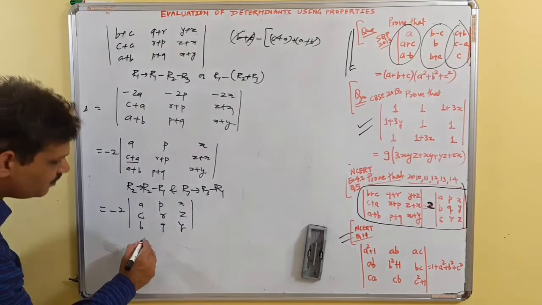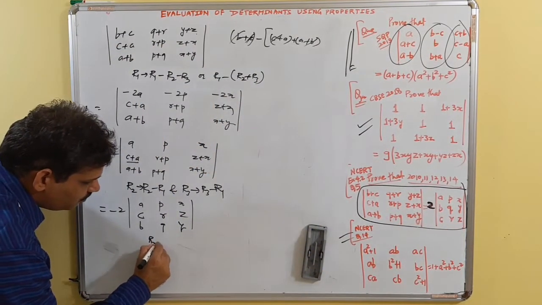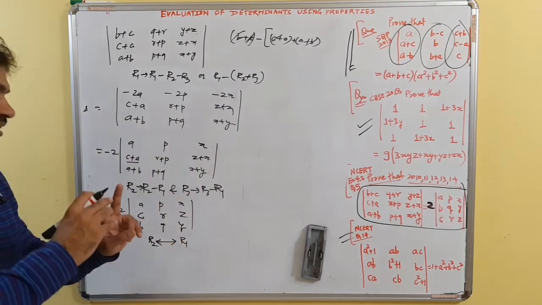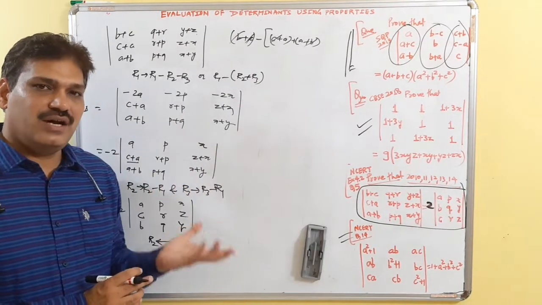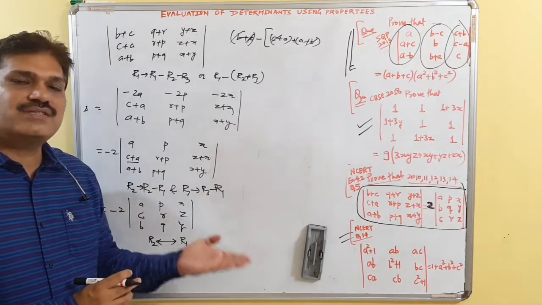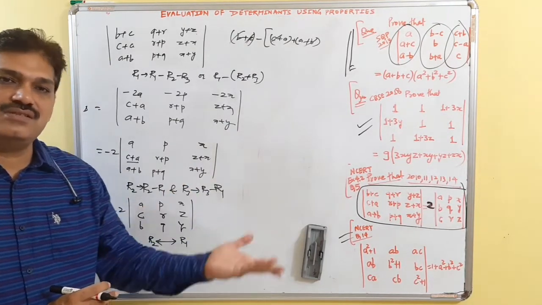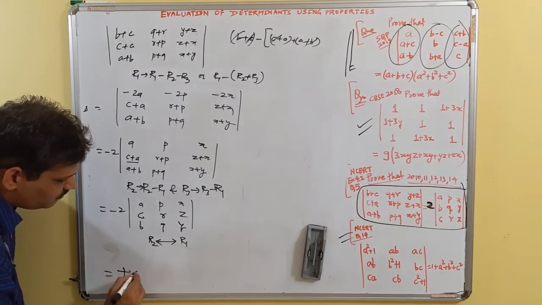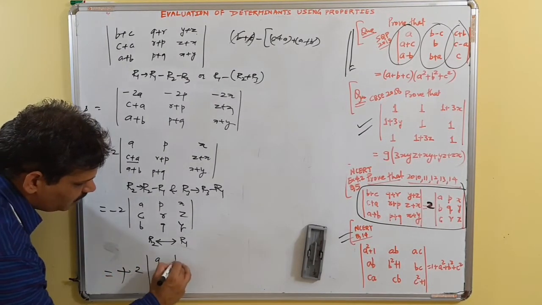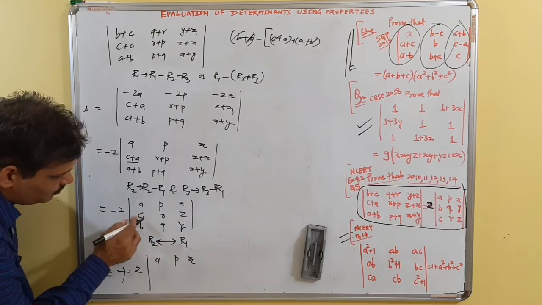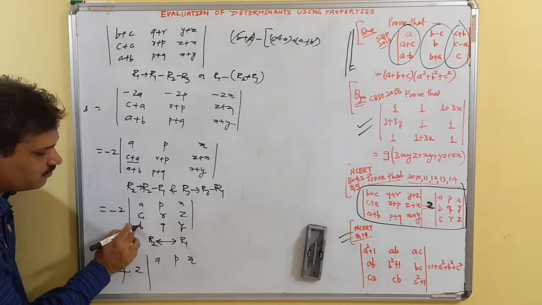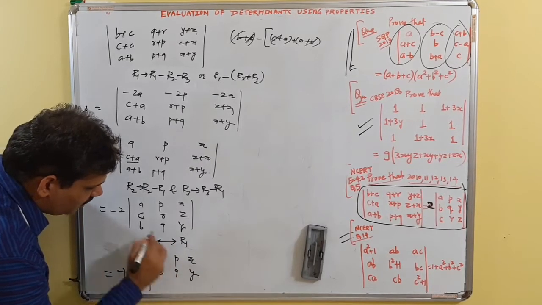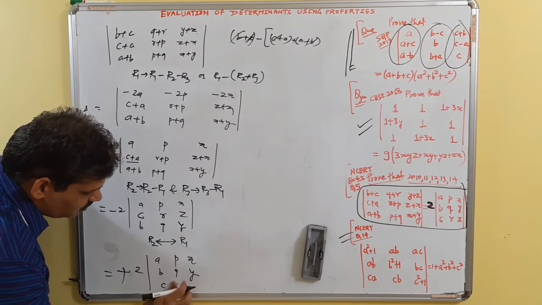So what we are to do is R2 is to be interchanged with R3. When we interchange any two rows or columns, the numerical value remains the same, but the sign of the determinant changes. So when I apply this, the sign will be changed. So this will be plus 2 times the determinant of A, P, X. Now the third will go to the second, and the second row will go to third. So B, Q, Y will be there, and this will be C, R, Z.